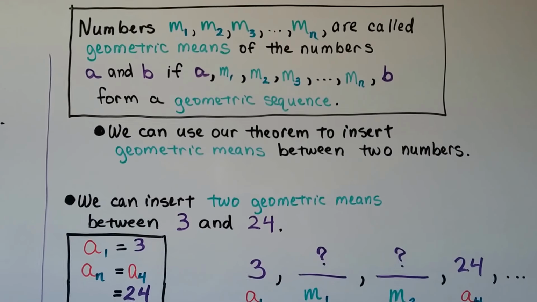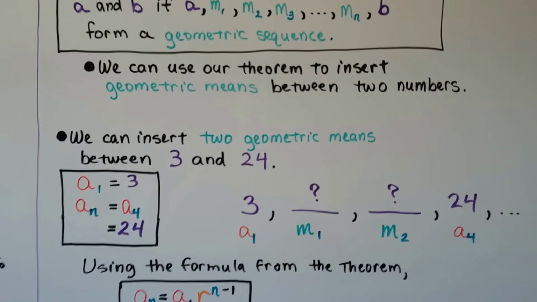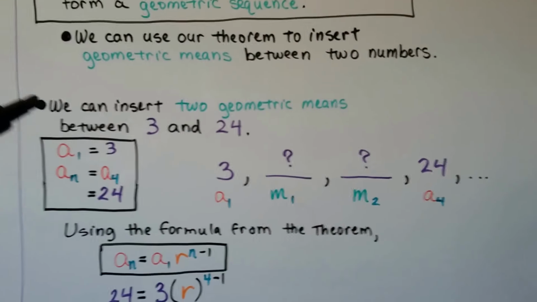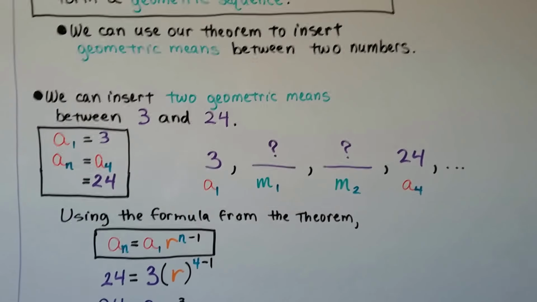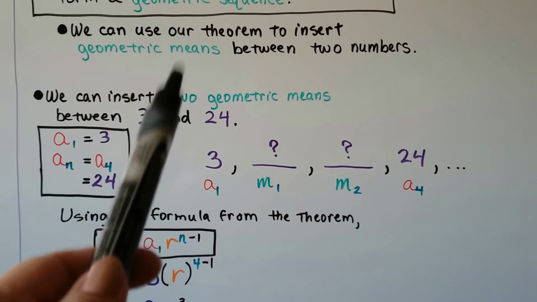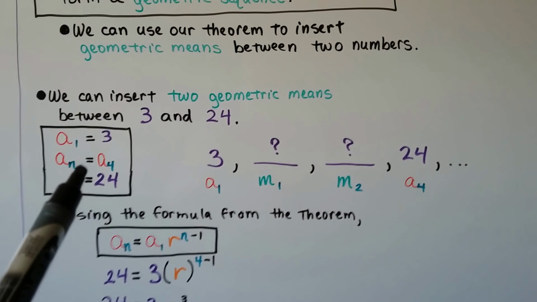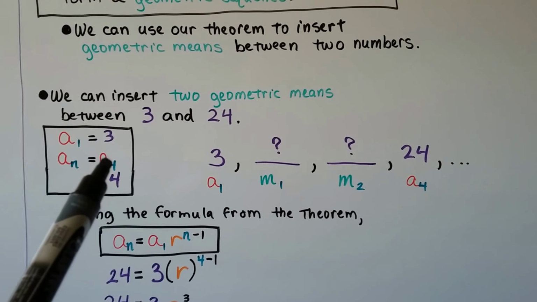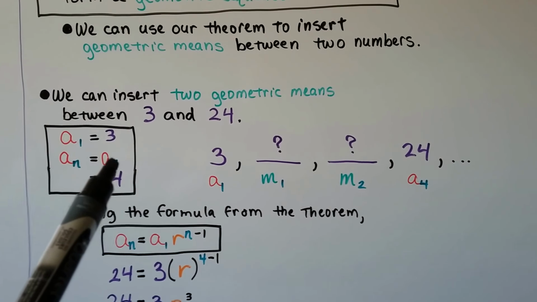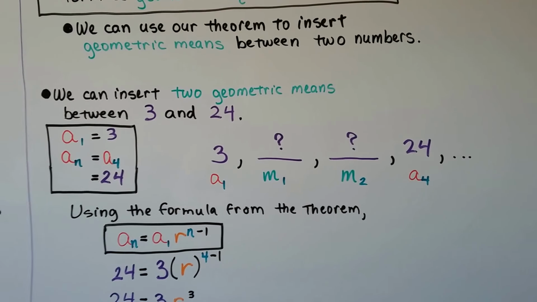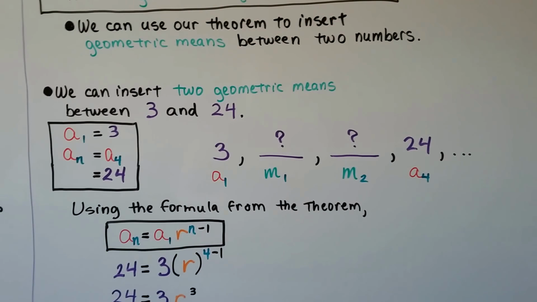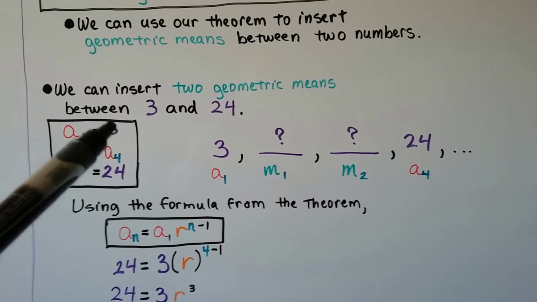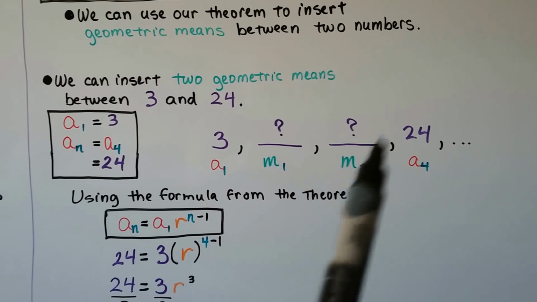We can use our theorem to insert geometric means between two numbers. So we can insert two geometric means between 3 and 24. So we have one number, 2, 3, 4 numbers. So we know n is going to be 4. Okay? See how I got that? That 24 was a sub 4. We know the first one is going to be 3. So we're trying to find these two.